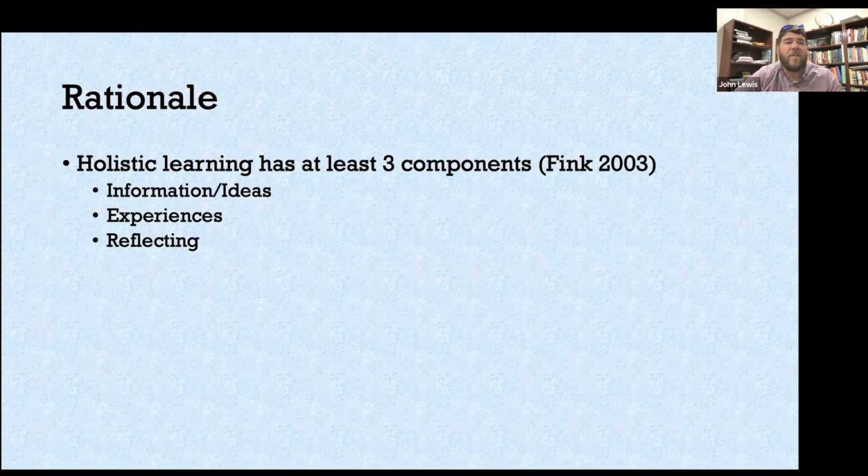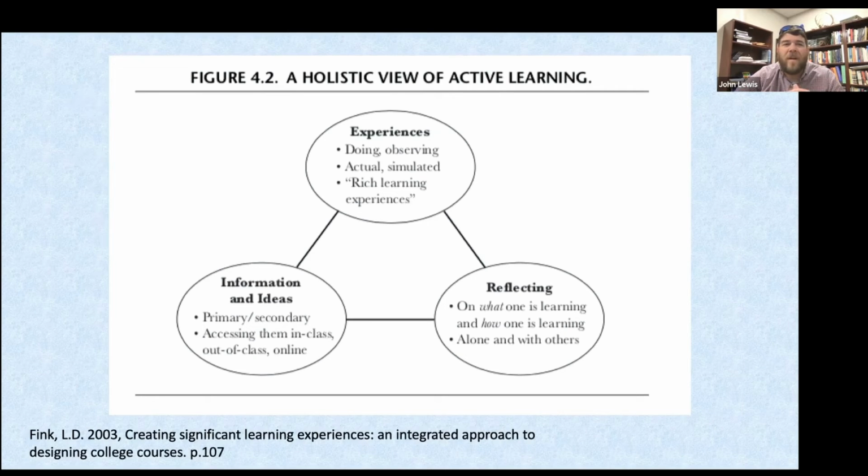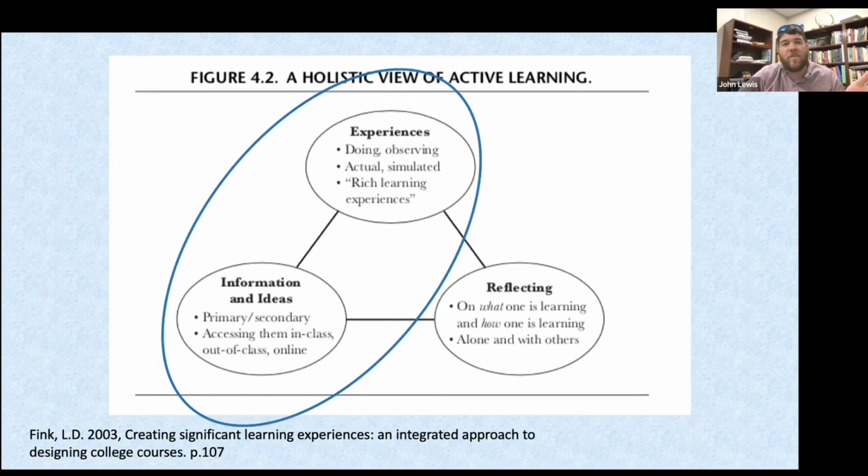And they say that holistic learning has these 3 components: information and ideas, experiences. In my discipline, this is labs and that sort of thing. And then one that we sometimes leave out is reflecting. They set it up this way, with information and ideas being primary literature, memorizing facts. In the biological sciences, there's taxonomy to learn, things like that. We have experiences in laboratories and field trips, things like that. But that's pretty much the bread and butter for our freshmen, sophomores, and even some of our junior classes.